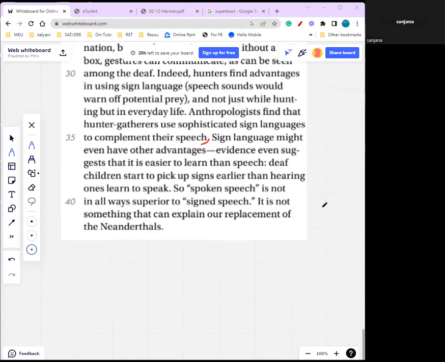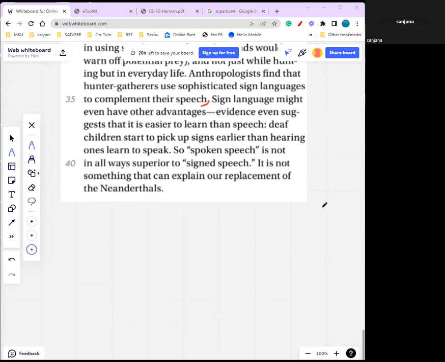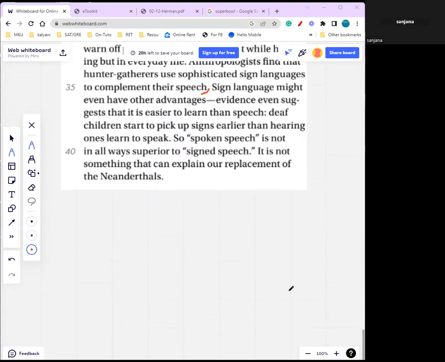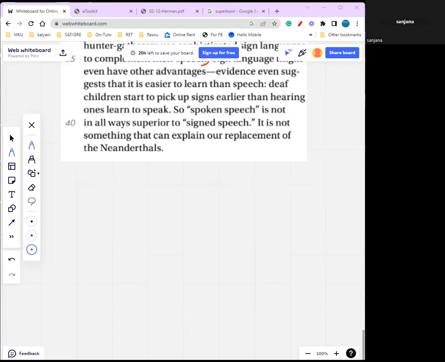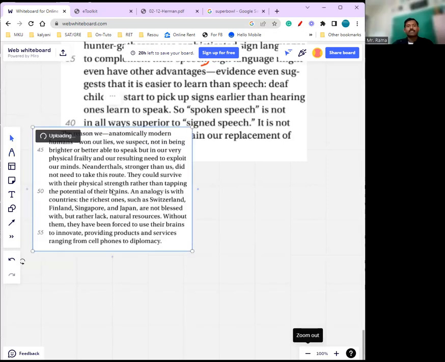Anthropologists find that hunter-gatherers use sophisticated sign languages to complement their speech. Sign language might even have other advantages. Evidence even suggests that it is easier to learn than speech. Deaf children start to pick up signs earlier than hearing ones learn to speak. So spoken speech is not in all ways superior to sign speech. It is not something that can be explained or a replacement of the Neanderthals.